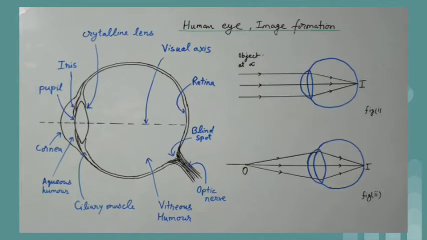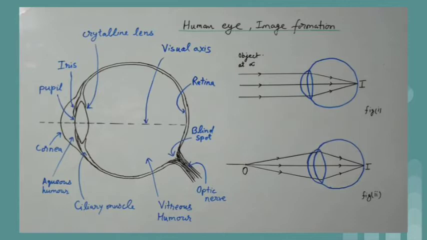In the diagram we can see when the object is at infinity, the ciliary muscle is relaxed so that the focal length of the lens is about 2.5 centimeter and hence the image is focused exactly at the retina. The most distant point which normal eye could see is called the far point of the eye and it is infinity for a normal eye.